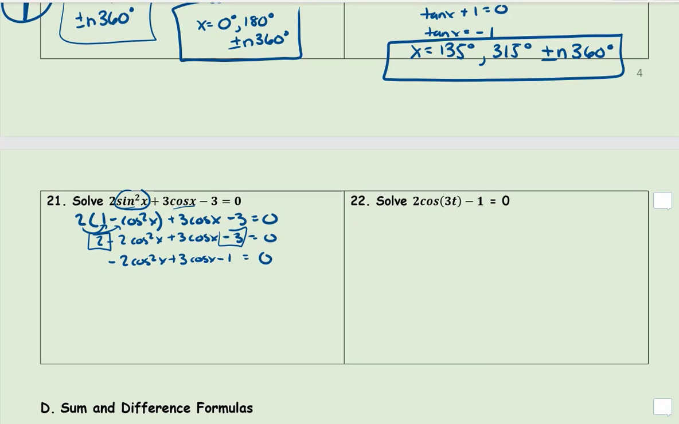So how we're actually going to solve this is something called factoring by grouping. Now, I know you guys are looking at this and going, wait, there aren't 4 terms here. What we're actually going to do is split up this middle term into 2 separate terms. And you get better at this the more you do. So I'm going to break that 3 cosine x up into 2 cosine x plus cosine x, because 2 cosine plus 1 cosine is 3 cosine x, minus 1 is equal to 0.